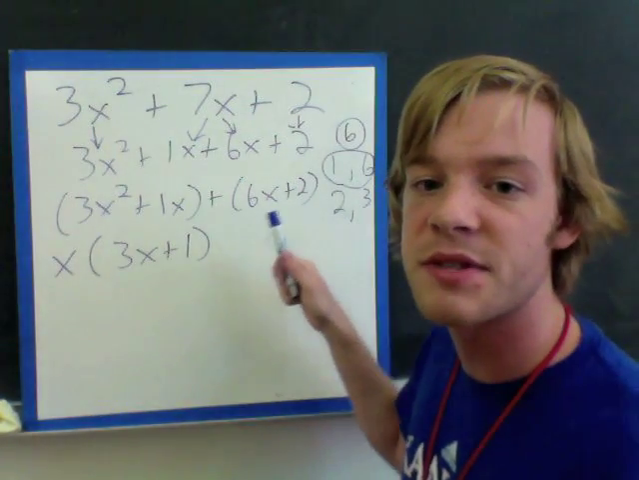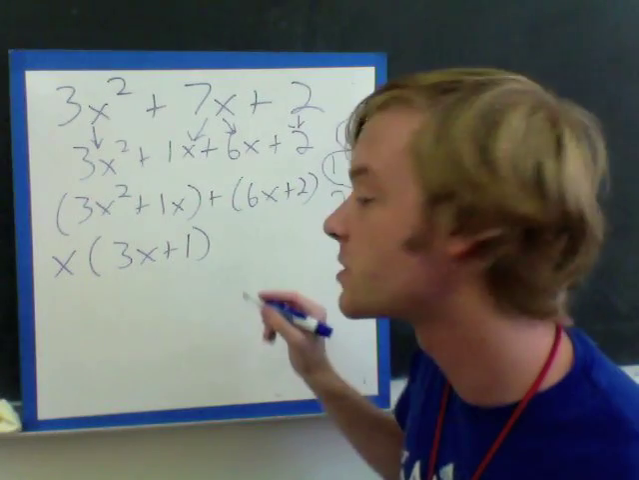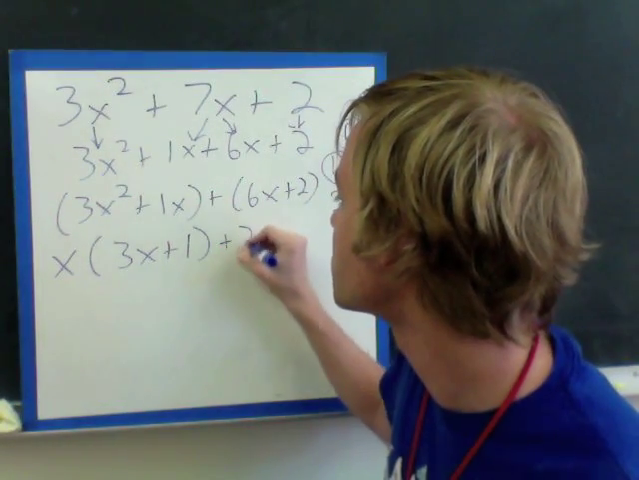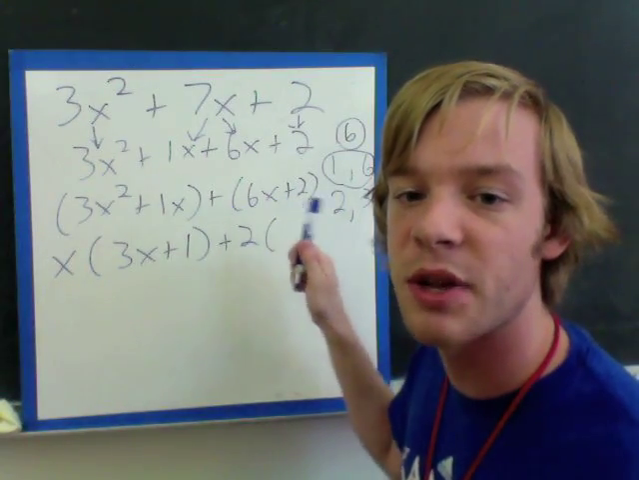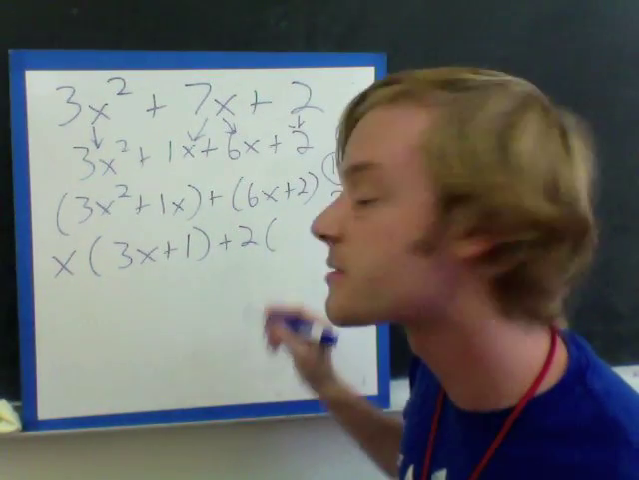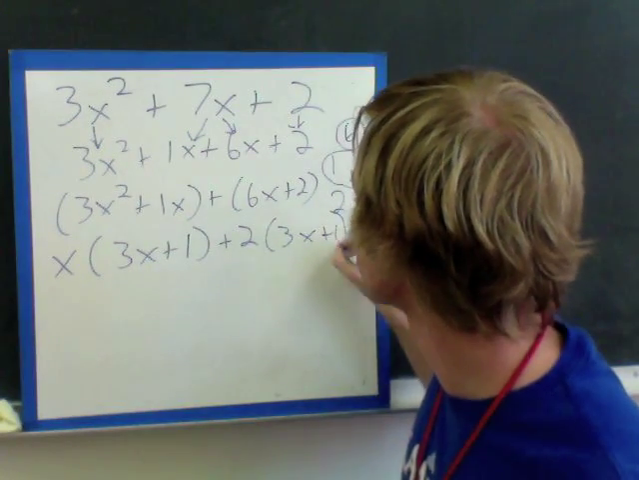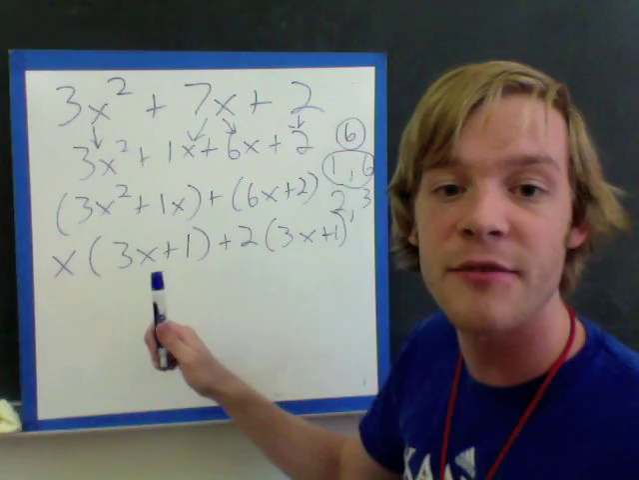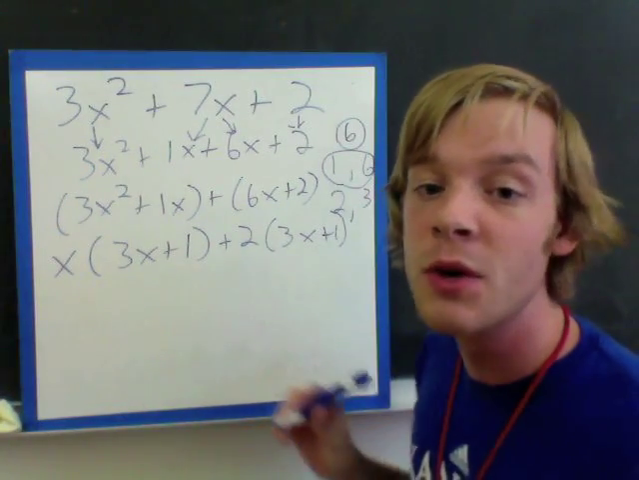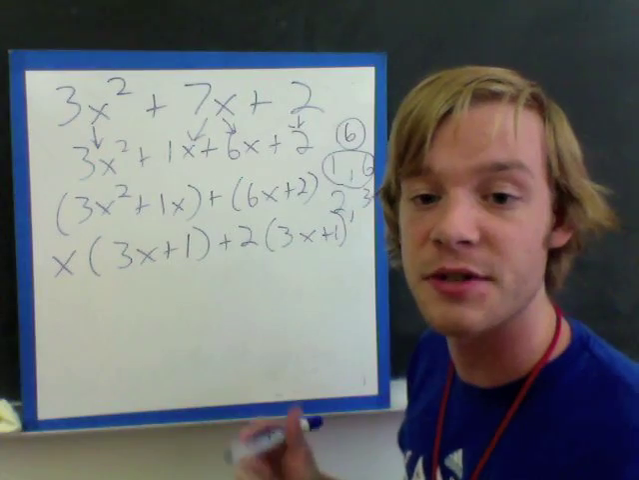For the second parentheses here, we can divide both 6x and 2 by the number 2. And when we factor this out, we get 3x plus 1 in the parentheses. Like so. Now we've got our check. We see that we have both of the parentheses the same, which means we've done our work correctly, and we can go ahead for our final answer.